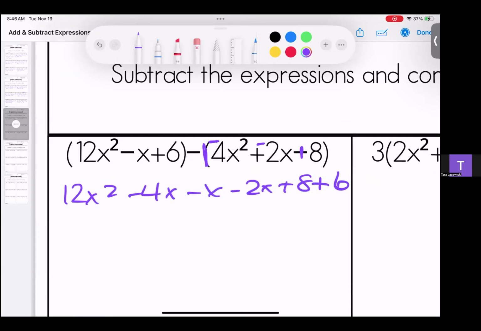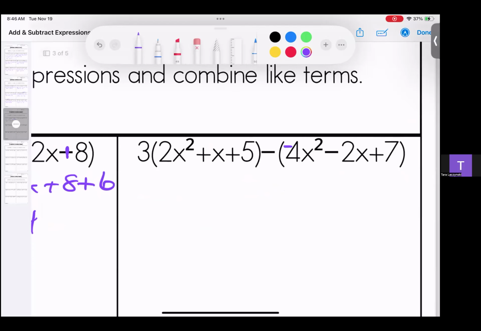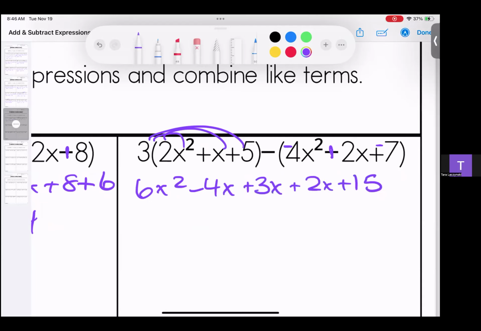And then like and like, 12 minus 4 is 8x squared. This is going to be a -3x. And then that is going to be 14. So come back here and change it. Negative times a positive is a negative. Negative times a negative is a positive. Negative times a negative is a negative. So then I have sharing 6x squared, 3x, 15. I have 2x squared plus 5x plus 8.